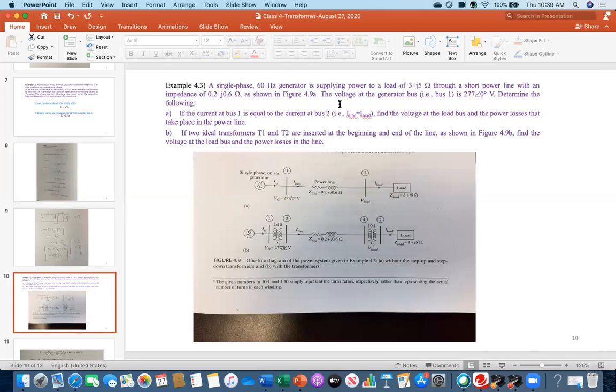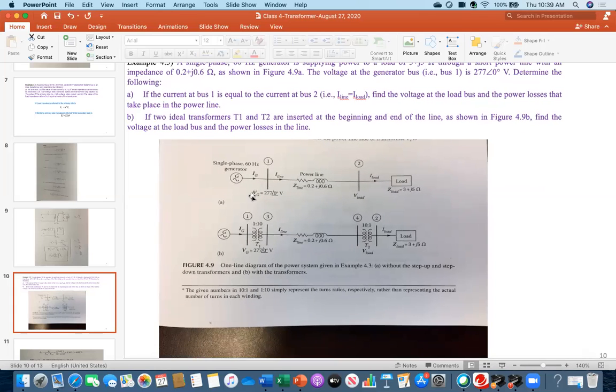In this figure, the voltage at the generator bus, that is bus 1, is 277 at an angle of 0. Determine the following. If the current at bus 1 is equal to the current at bus 2, that is I line equal to I load, then find the voltage at the load bus and the power losses that take place in the power line.